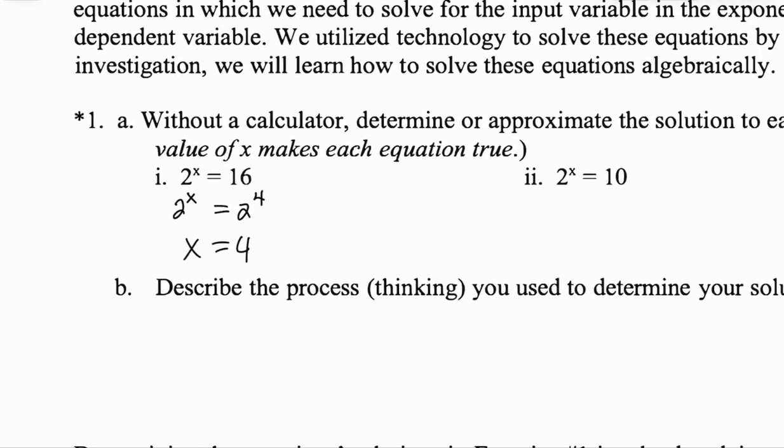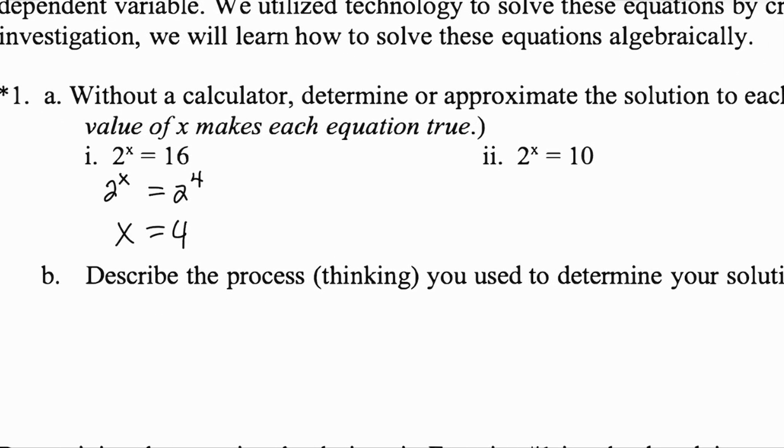Now, in part 2 here, it says, what power could you put on a 2 to get a 10? Now let's contemplate that for just a little bit, because we're trying to do this without a calculator. I know that 2 to the 3rd is 8. I know that 2 to the 4th is 16 from the last problem. So the 10 that we're looking for means that our x is somewhere between 3 and 4. Now, I don't know what it is. To me, it would be closer to the 3.